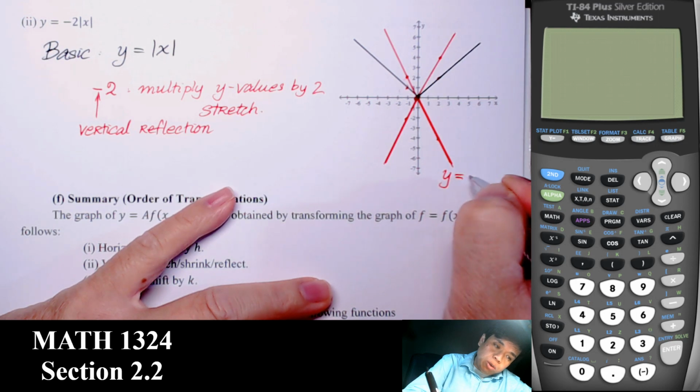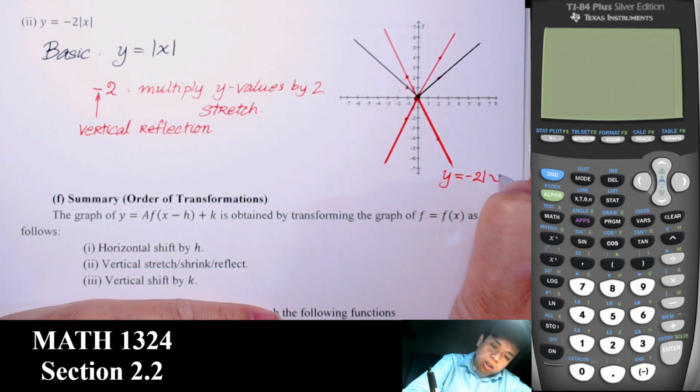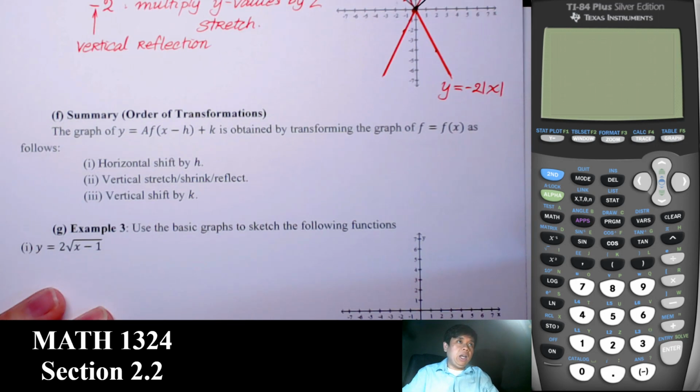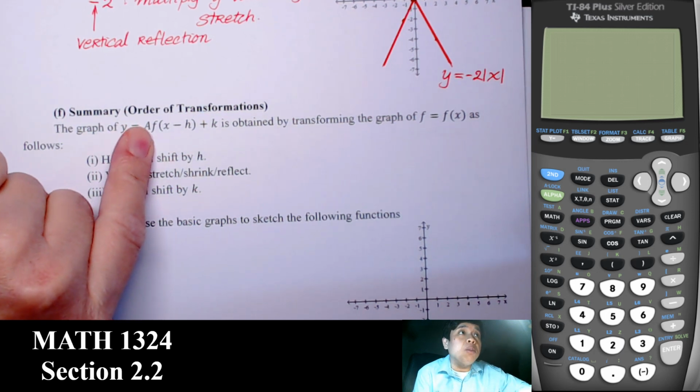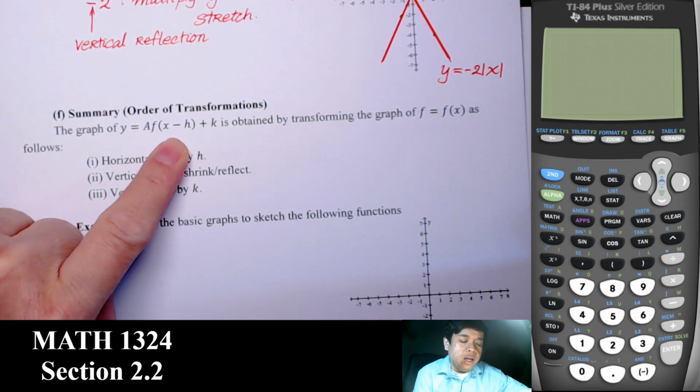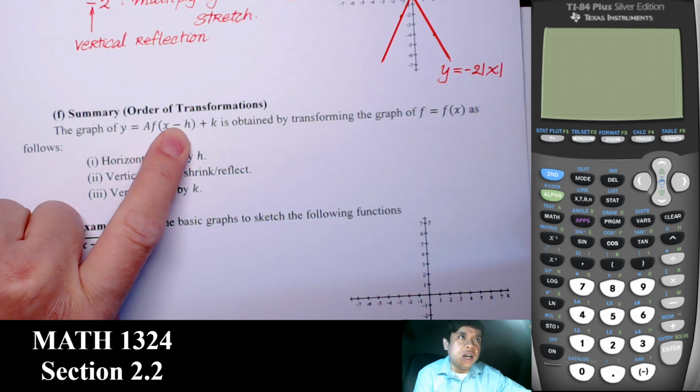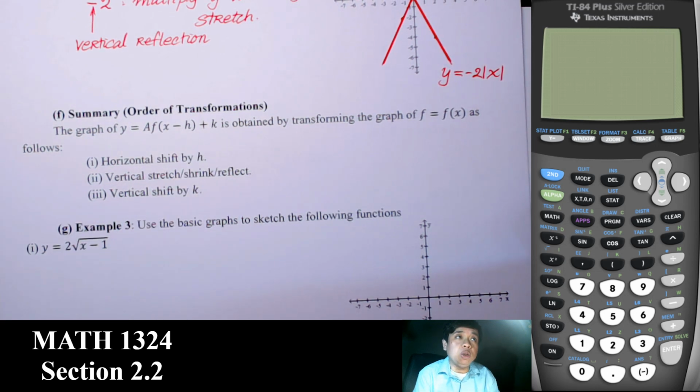Y equal to negative 2 times absolute of x. Now let's put all of that together, and now we have the transformation of the series of transformation. So we may have an a multiplied to a function, and then subtract something to x, or add something to x, and then add something to the whole thing. So just like order of operation, inside and outside, multiply, divide, and add or subtract.